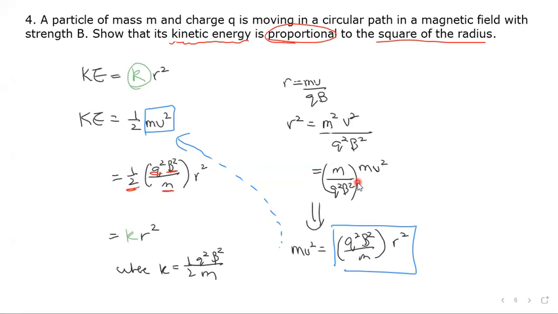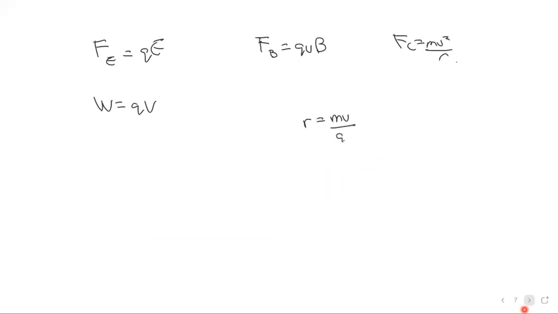Basically, make sure you know your basic formulas, which are Fe equals qE, W equals qV, FB equals qvB, and FC equals mv squared over r, so you often get r equals mv over qB. Those are basically your typical formulas that you'll be using in this chapter. So make sure you know how to apply them. Those are the key formulas you'll need when you're dealing with charges in electric and magnetic fields.